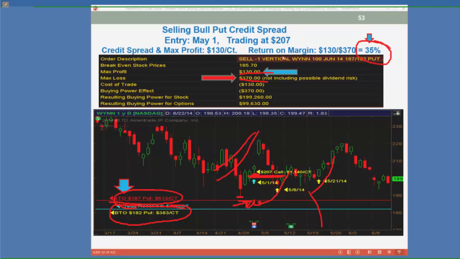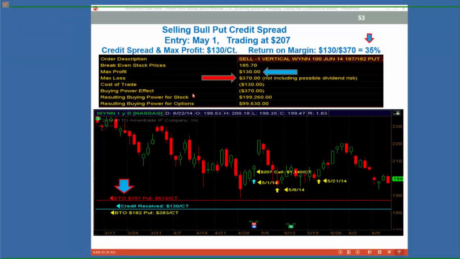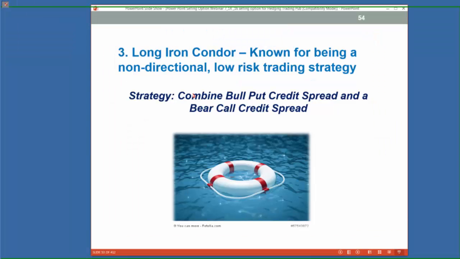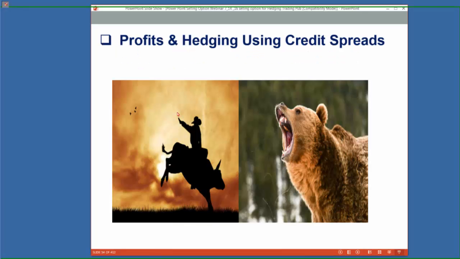Now, the next one is the long iron condor, and all that is combining the bear call credit spread and the bull put credit spread together, and you just get additional credit. Okay, we won't go through that one too much, but here's the key stuff right here. Profits and hedging using these credit spreads. So this is kind of the aha part of this presentation.